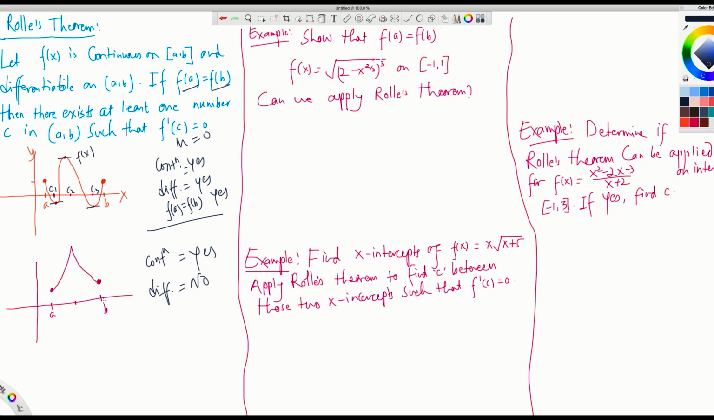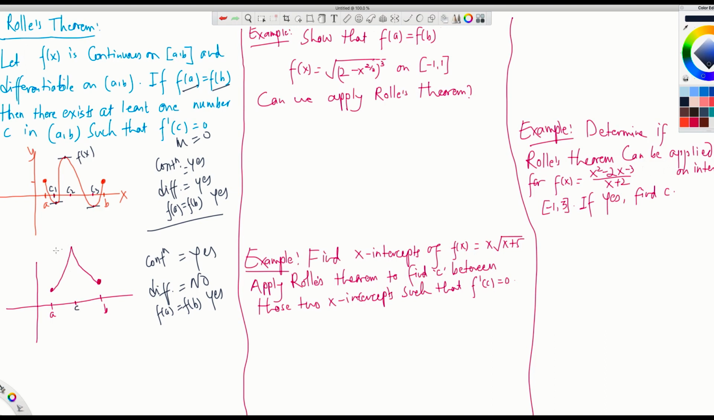Here, continuous, yes. Differentiable, no. How about f(a) equals f(b)? It is also yes. So it does not satisfy all 3 conditions of Rolle's theorem, so we cannot find one. Here, we are not able to find a point where the slope is parallel to the x-axis. So this is the critical point. c is the critical point.